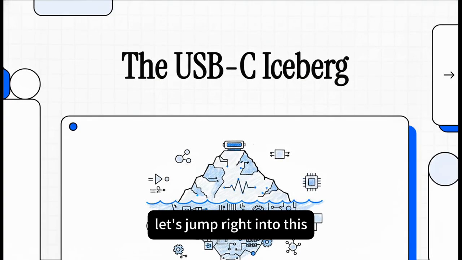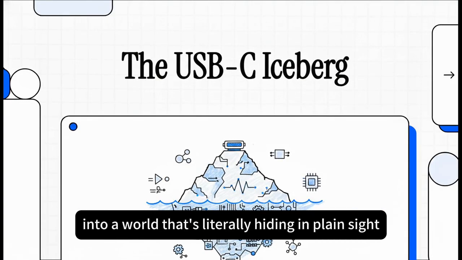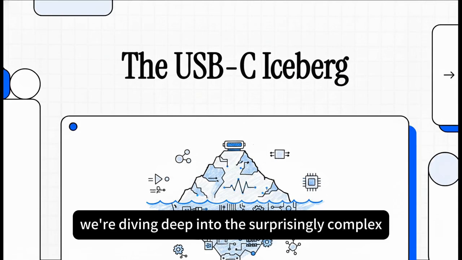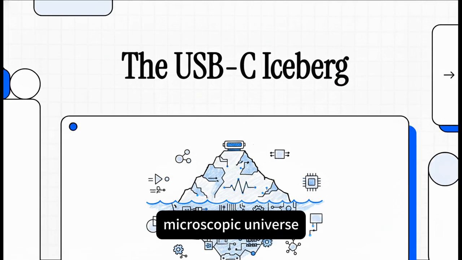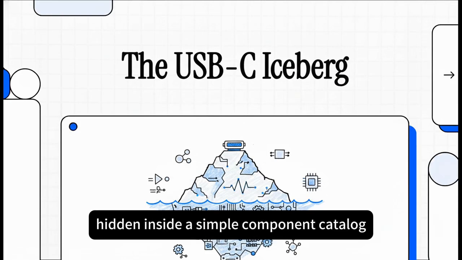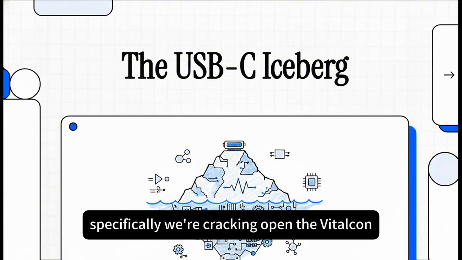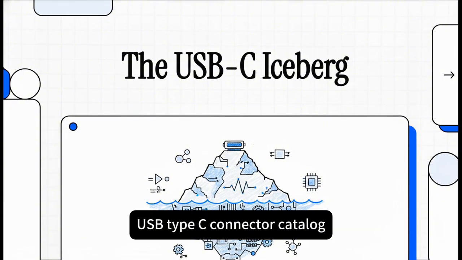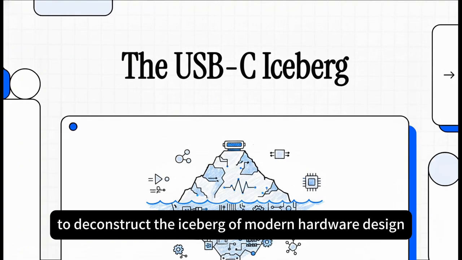Let's jump right into this. Today, we're going on a bit of a journey into a world that's literally hiding in plain sight. We're diving deep into the surprisingly complex microscopic universe hidden inside a simple component catalog. Specifically, we're cracking open the Vitalconn USB Type-C connector catalog to deconstruct the iceberg of modern hardware design.